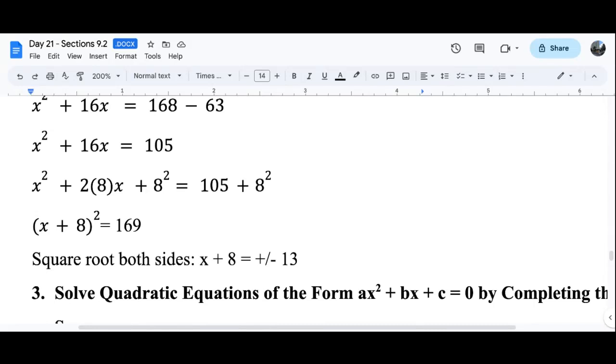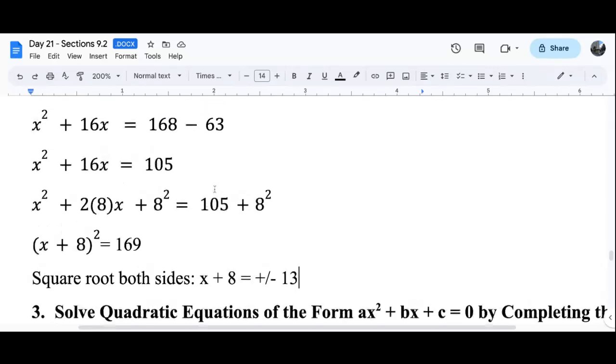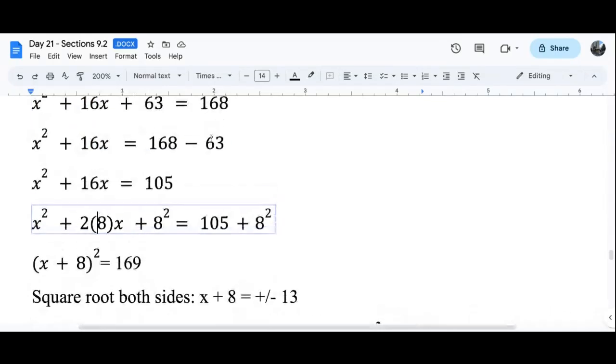Does it matter if you use addition or subtraction? Like, can it be negative 8 squared on both sides instead of 8 squared? Well, let's figure it out. So we have plus 16, right? That means this is a positive 8. We don't need to do negative 8.